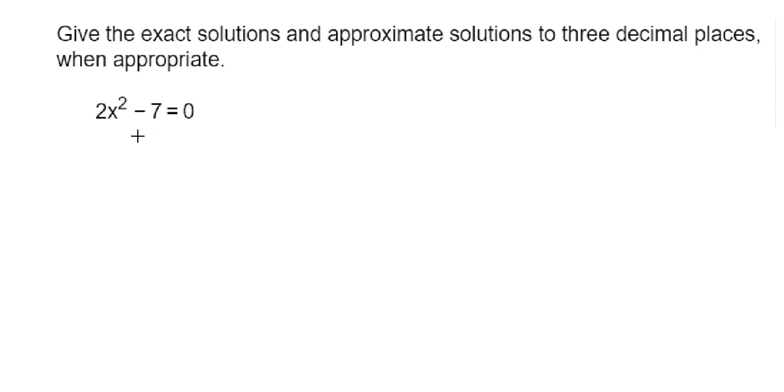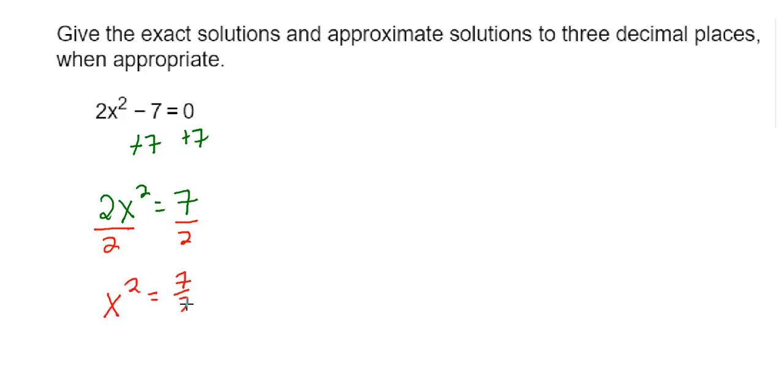So the first step here would be to add 7 to both sides. All right, so we'll get 2x squared is equal to 7, right? Because we're trying to get the x by itself, so we're moving everything to the other side of the equation. To get rid of the 2, we'll divide by the 2 on both sides. That'll be the next thing we want to do. And we'll get x squared is equal to 7 halves.